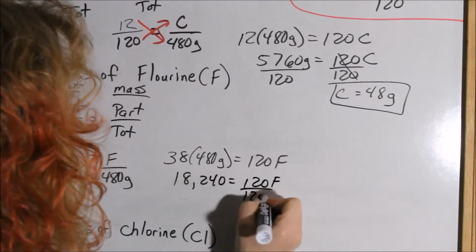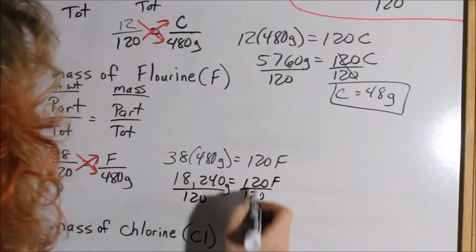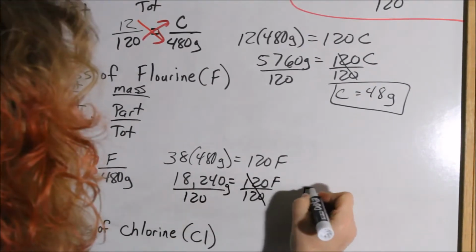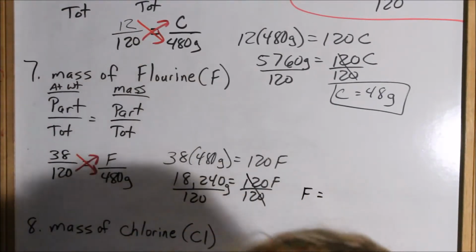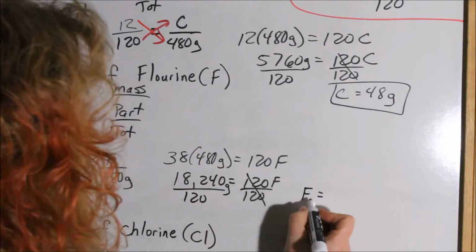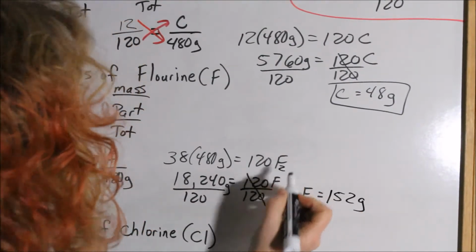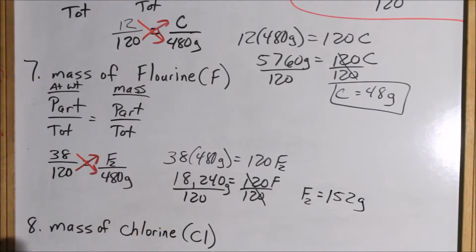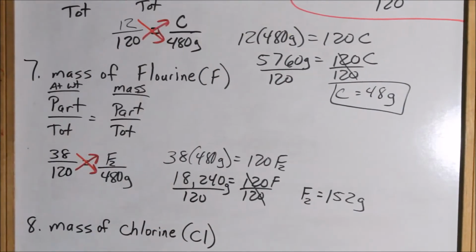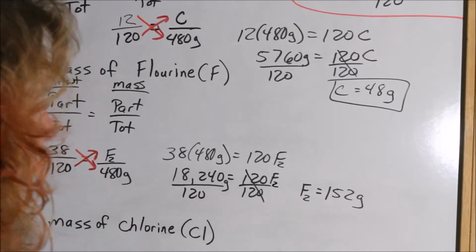And we divide both sides by 120. That's grams. So the amount of fluorine is 152 grams. And I should really have a subscript of 2 on each one of those, because that's how many fluorines we have in our compound.